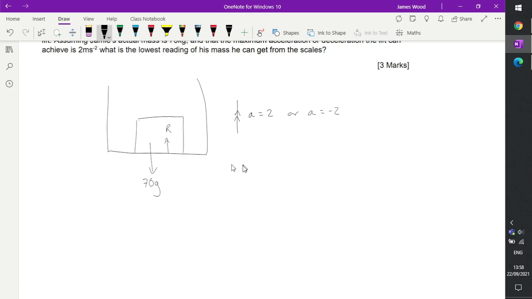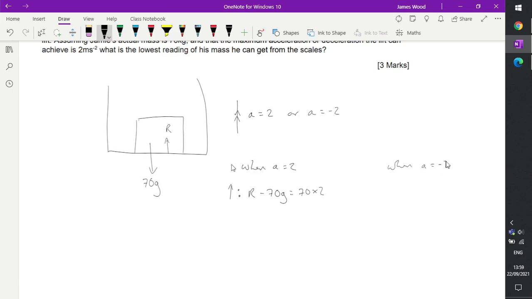So if we do it when a is 2, so when the lift is accelerating upwards at its maximum acceleration that it can reach, we would have R minus 70g equals 70 times 2.